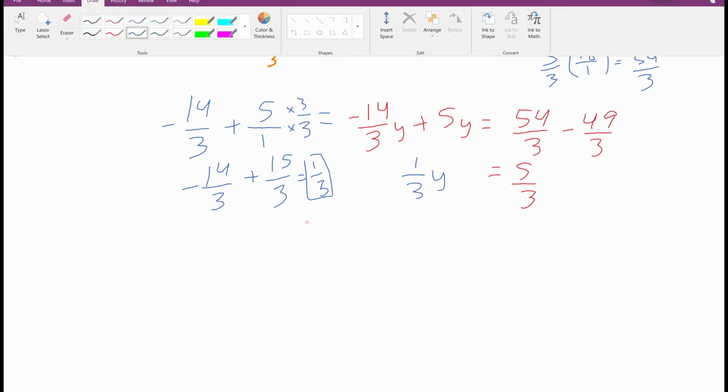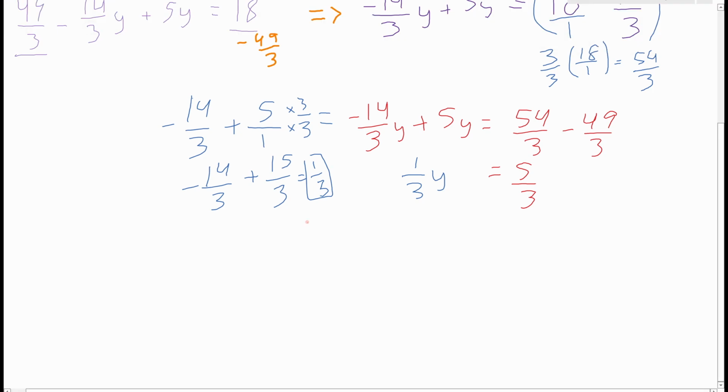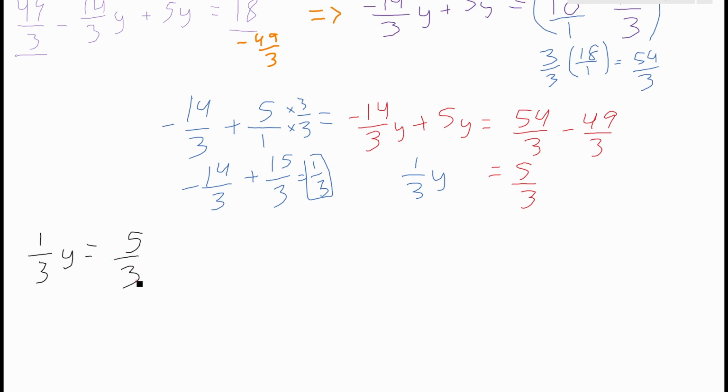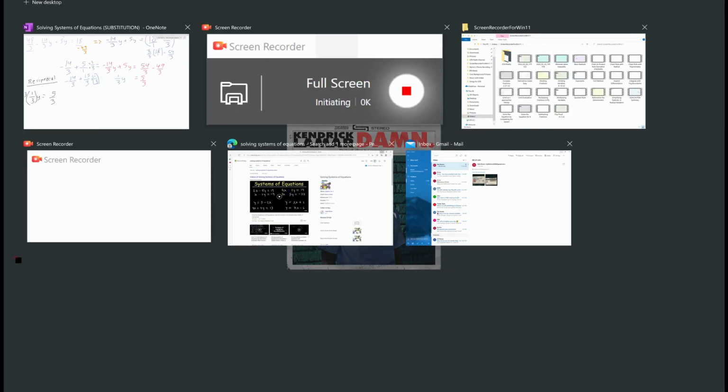And then from here, we're going to just kind of clean everything up. I know I made a mess, I apologize, but this is what the problem looks like now. We have 1/3 y equals 5/3. And from here, we have to take the reciprocal. Forgot how to spell it. So we're going to take this, and we're going to multiply it by 3 over 1.